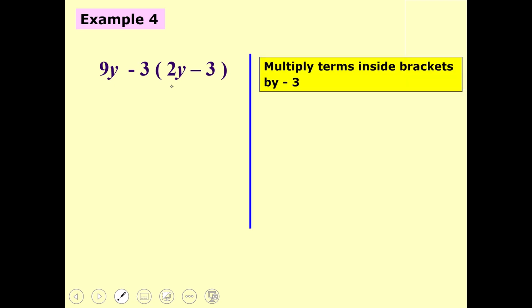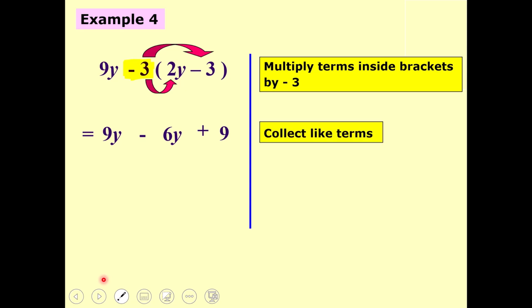Okay, for our bracket here, notice in front of the 3, we've got a negative. So we're actually going to be multiplying everything inside the bracket by negative 3. So as with the previous example, we've not touched this first term, so we're just going to write that down. Then we're going to take the negative 3 times 2y to get minus or negative 6y. And then negative 3 times negative 3 gives you plus 9. A negative times a negative gives you the positive.